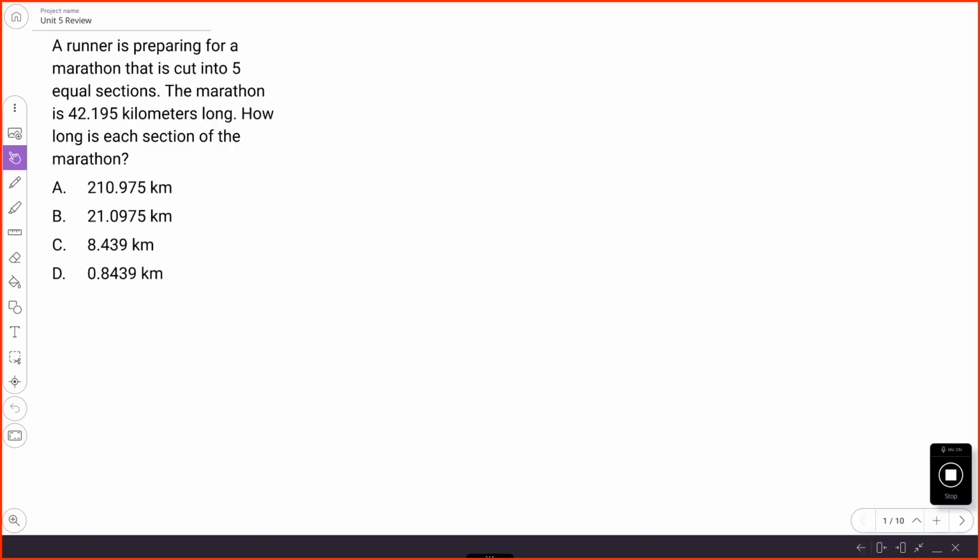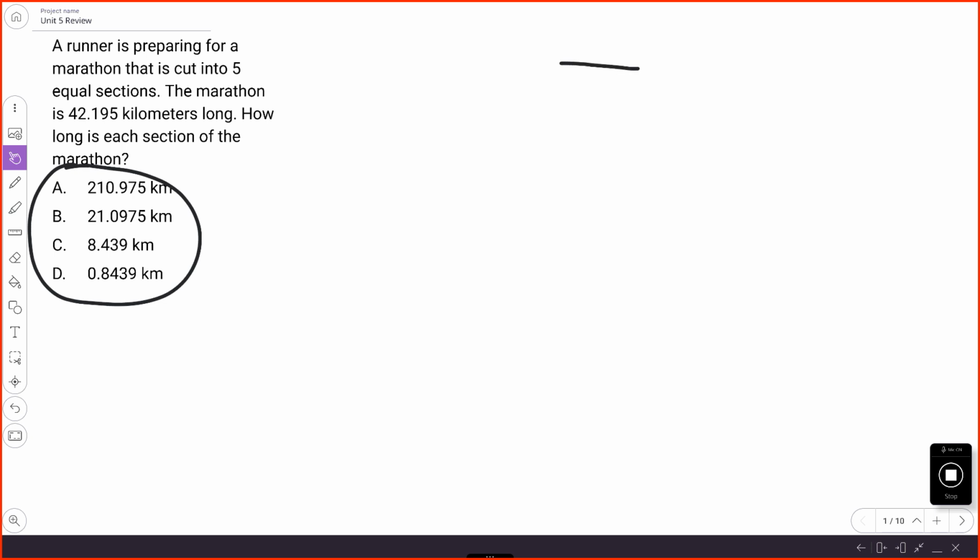First question: a runner is preparing for a marathon and it is cut into five equal sections. The marathon is 42 and 195 thousandths of a kilometer long. How long is each section of the marathon? So what is it that we need to do here? What kind of question is this? This is a division question. Okay, so if you look at the answers, don't forget, this is a multiple choice question. While you're working, you may actually find the answer before you even work through the whole question. So let's see if that happens in this case.